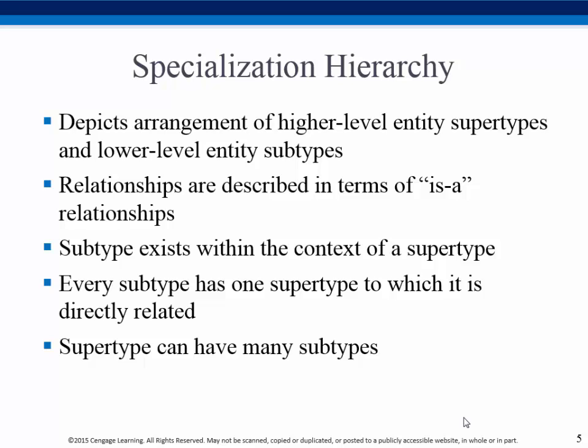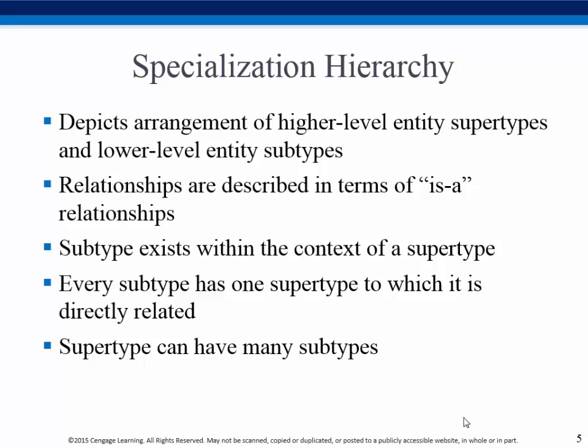Alright, so then we talk about something called a specialization hierarchy. Entity supertypes and subtypes are organized within a specialization hierarchy, which depicts the arrangement of higher level entity supertypes, or parent entities, and lower level entity subtypes, which are child entities. The relationships depicted within a specialization hierarchy are sometimes described in terms of is-a relationships. For example, a pilot is an employee, a mechanic is an employee, and an accountant is an employee.